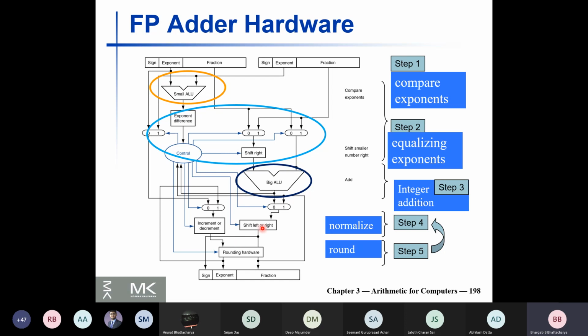And if there are more bits in the significand field, then you need rounding hardware, and keep on doing this. So this is an overall sketch, and as I said, the actual flow of signals won't be apparent unless I work out a full example and show you how the different operations are taking place.